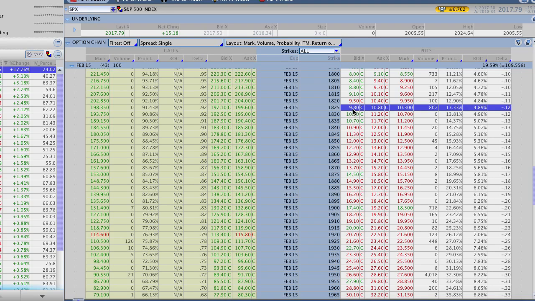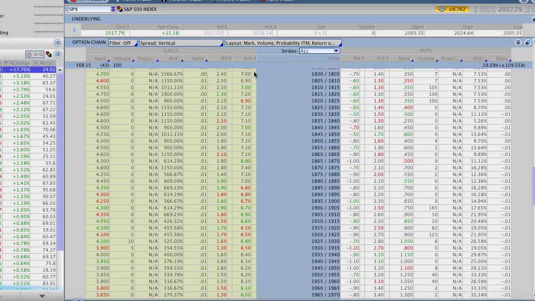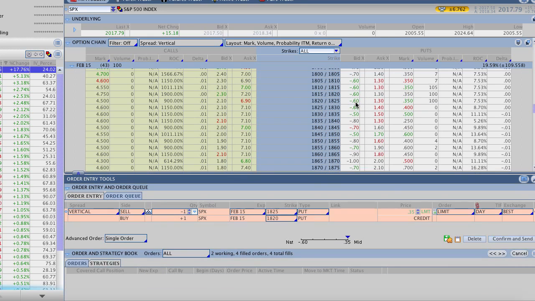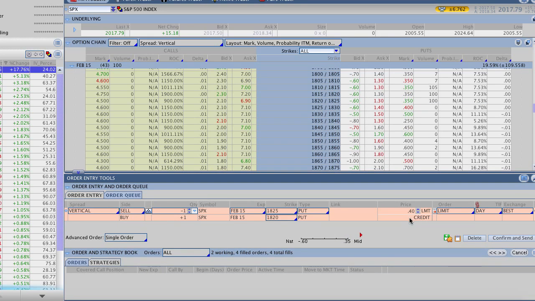Now, if we change this to spreads, to vertical spread, you can see that the 1825, 1820 here is trading for about $40. We just use this credit for this video. It went down to $35 right now, but it's trading for about $40, and it's in that range today.